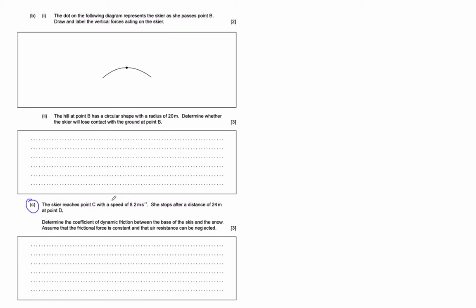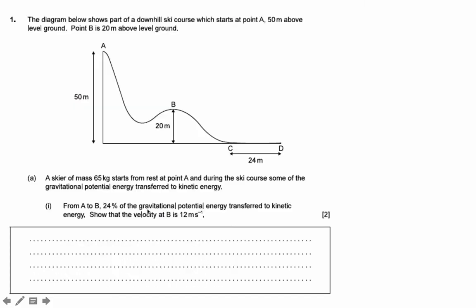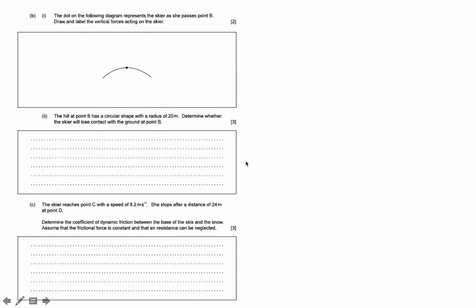The skier reaches point C with a speed of 8.2 meters per second. She stops after a distance of 24 meters at point D. Right, so let's go back and look at this. So 24 meters, C to D, it's level. Notice that the ground is level. They're going 8.2 meters per second, right?